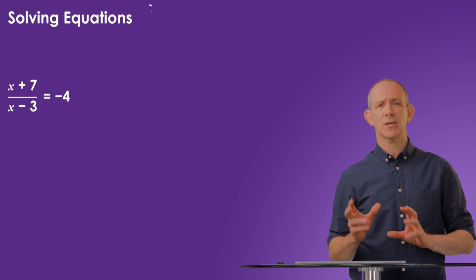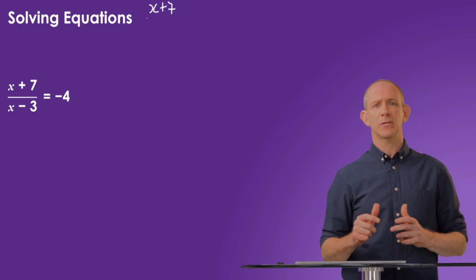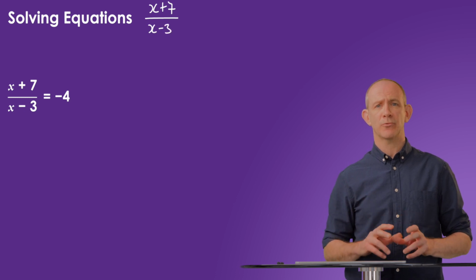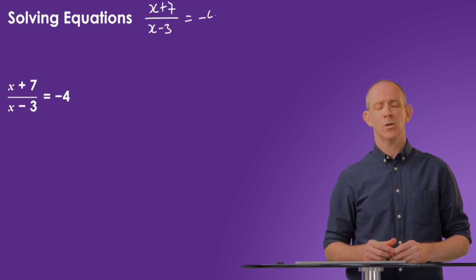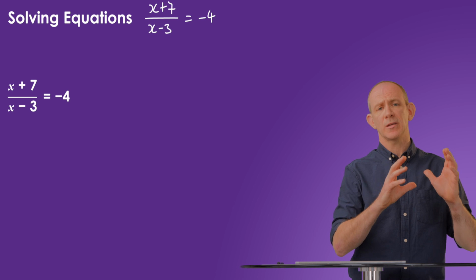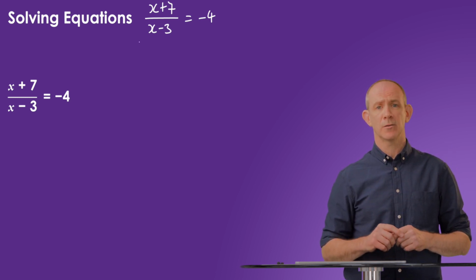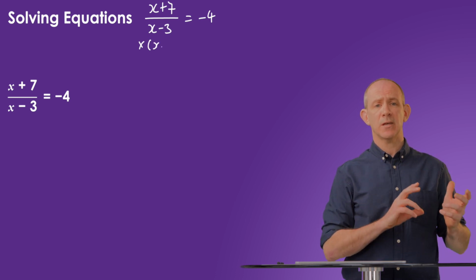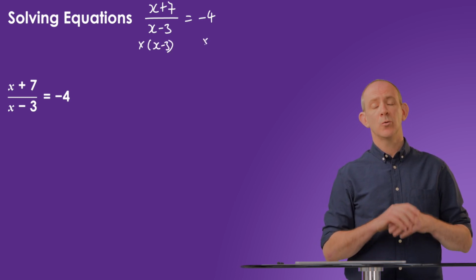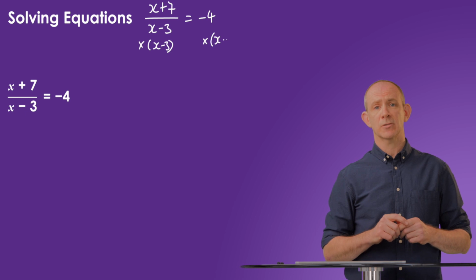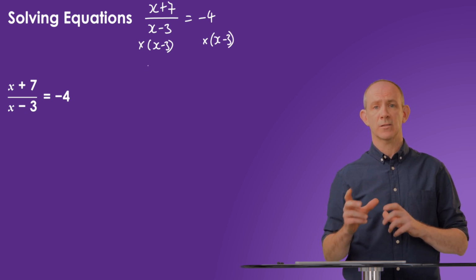So we'll use our understanding of fractions to get rid of that denominator, and again, we'll be using expanding brackets to solve this problem. What we're going to do is put the denominator into brackets, and we'll multiply both sides by that denominator. So by timesing the left-hand side by x minus 3, we can cancel that denominator out, and we just end up with x plus 7.